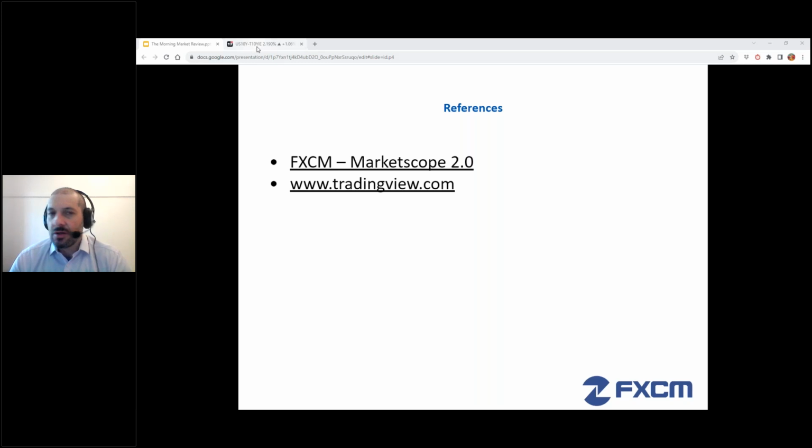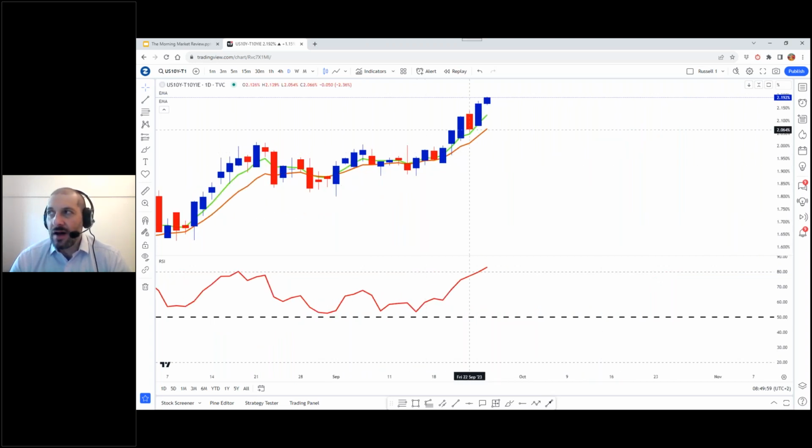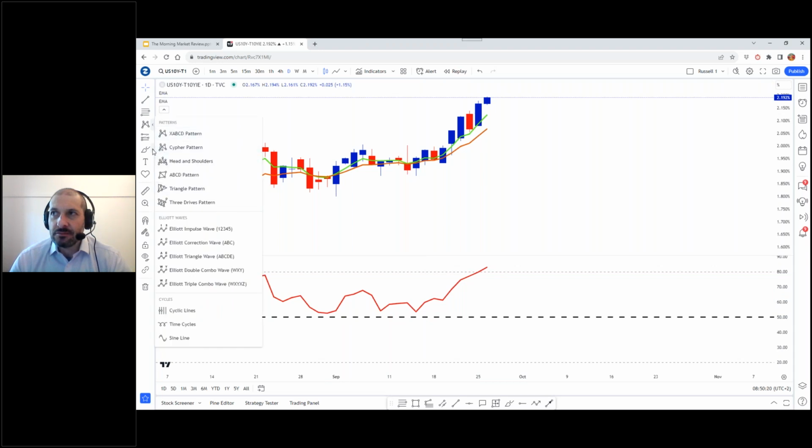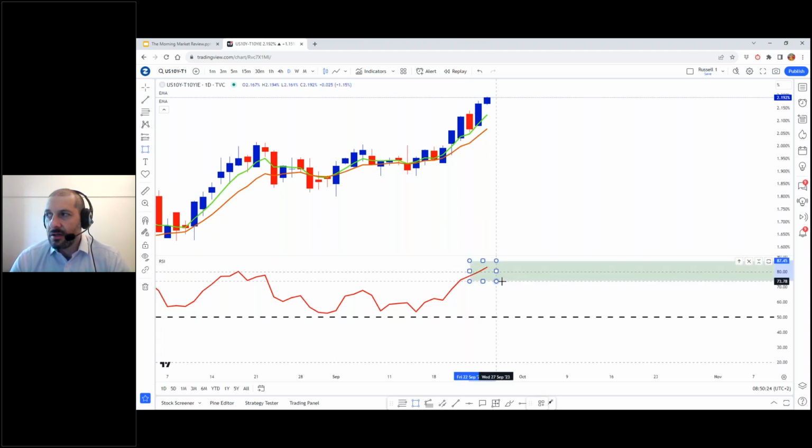We'll go straight through to TradingView. I want to take a look at the real interest rate, and what we have here is effectively the green 5-day exponential moving average on top of the orange 10-day exponential moving average. So the trend following indicators are in bullish mode, and the RSI, of course, is above 50, but look what's happening here. It's gone overboard.